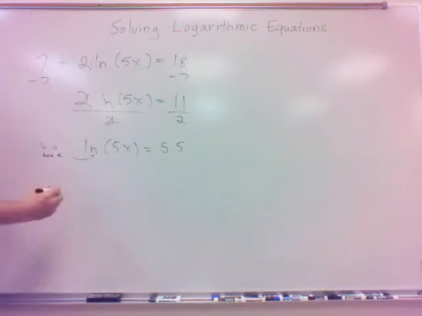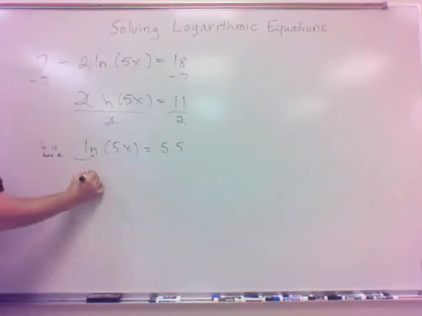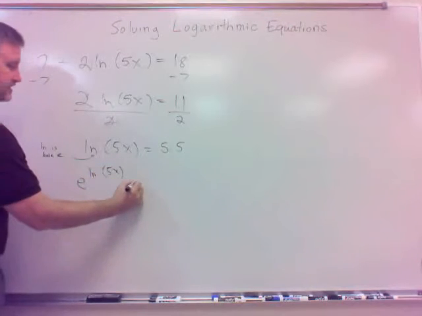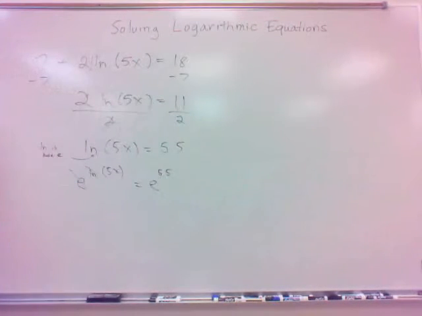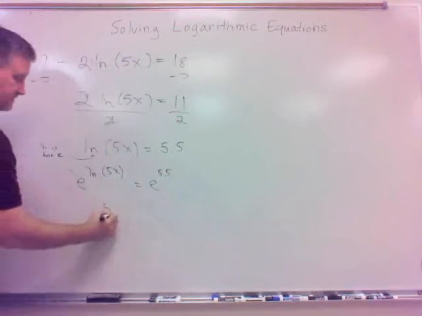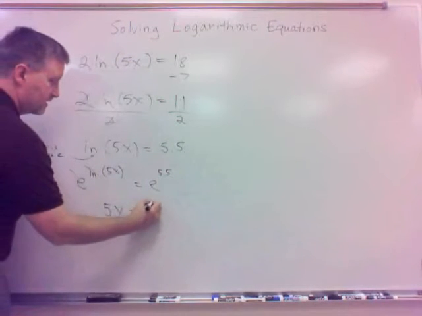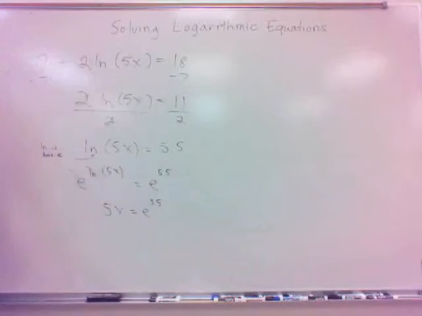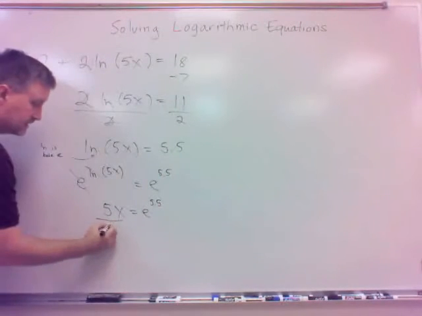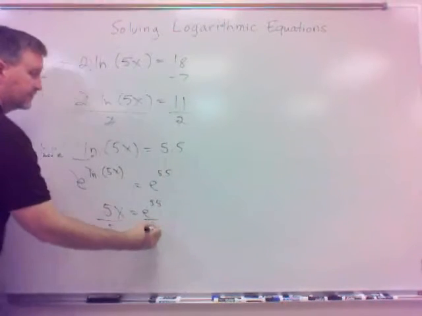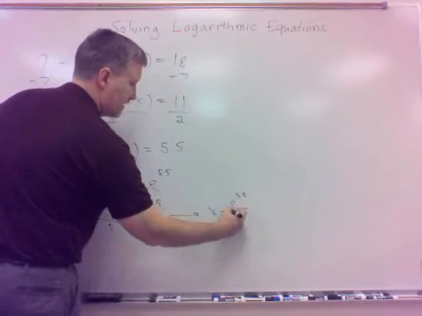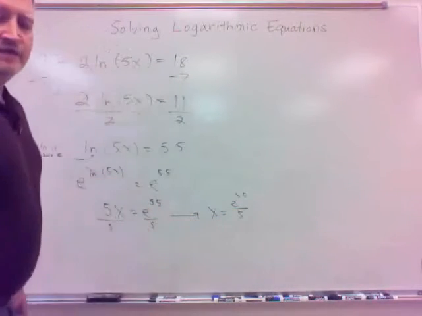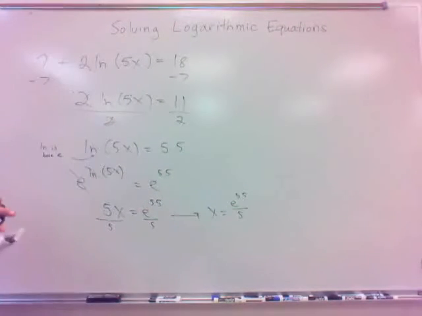So when I exponentiate here, I exponentiate with base e. So e to the ln of 5x equals e to the 5.5. And then the e and the ln will cancel out. So I have just 5x on my left, and then e to the 5.5 on the right. Then just divide by 5. So x is e to the 5.5 divided by 5. And then, get your number there.